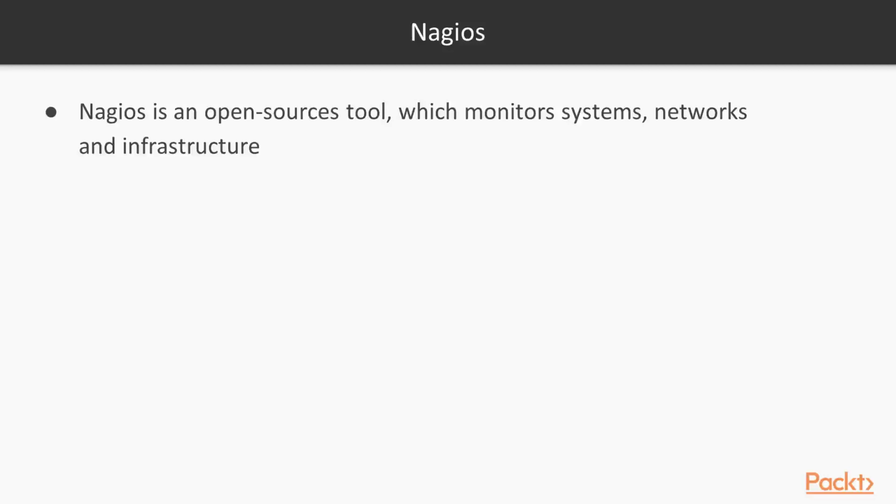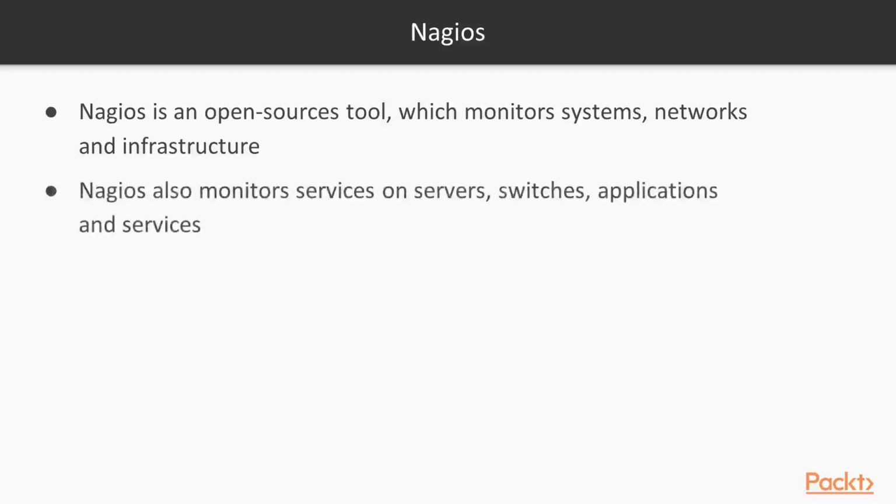Nagios is an open source tool which monitors systems, networks, and infrastructure. Nagios also monitors services on servers, switches, applications, and services.